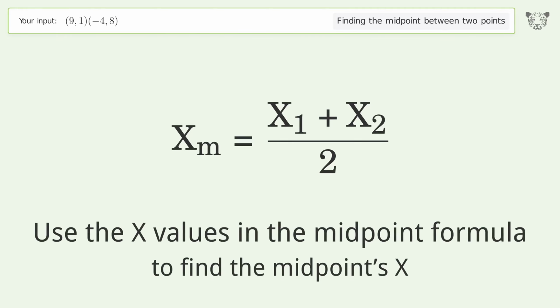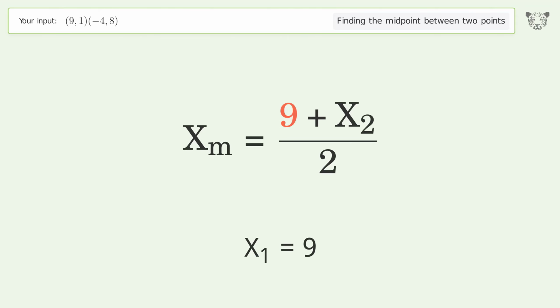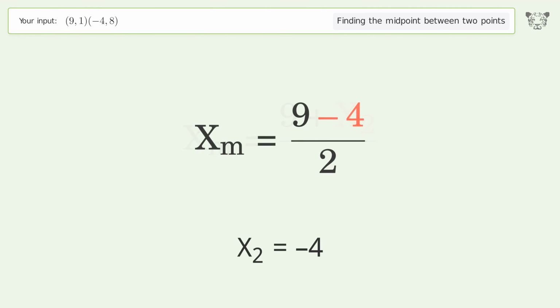Use the x values in the midpoint formula to find the midpoint's x. x1 equals 9. x2 equals -4. Simplify the arithmetic.